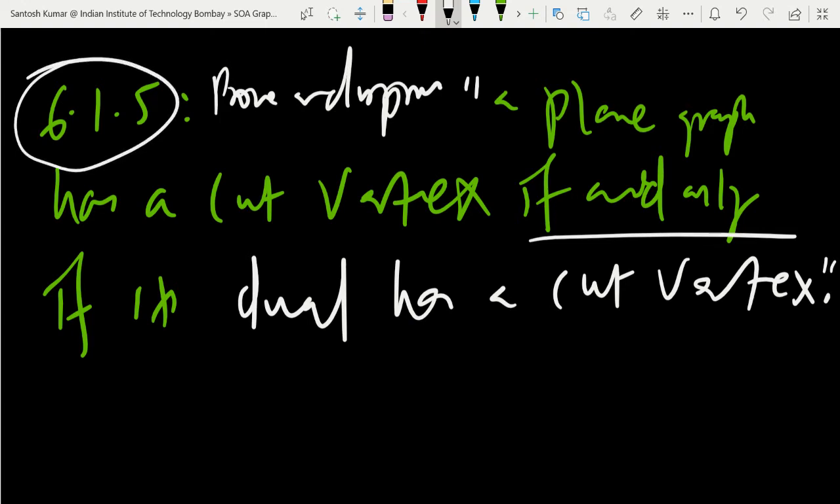So what do you think? Take any one graph and try to see. A plane graph has a cut vertex if and only if its dual will have a cut vertex.